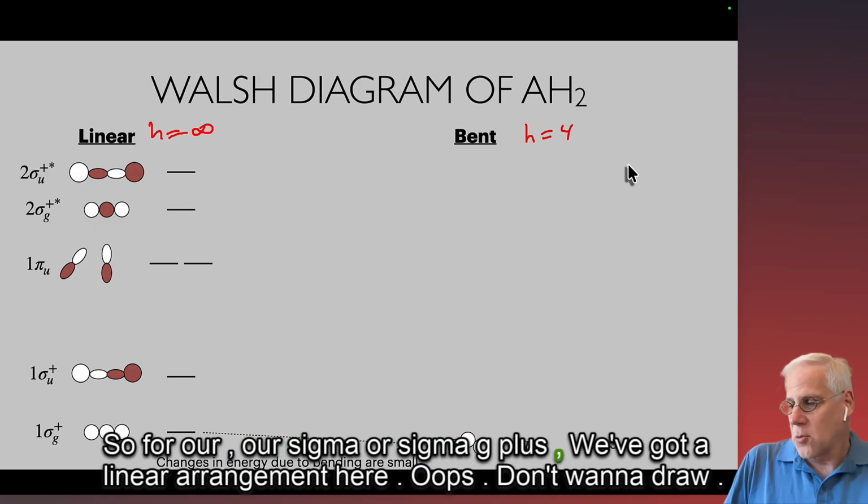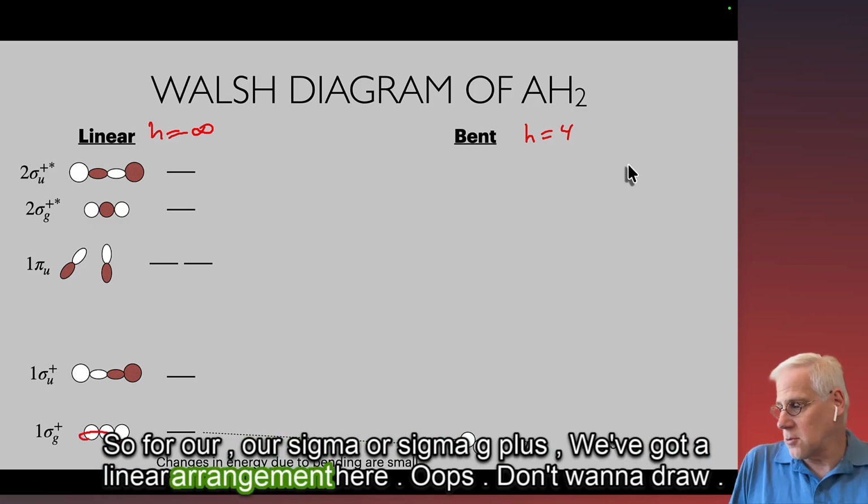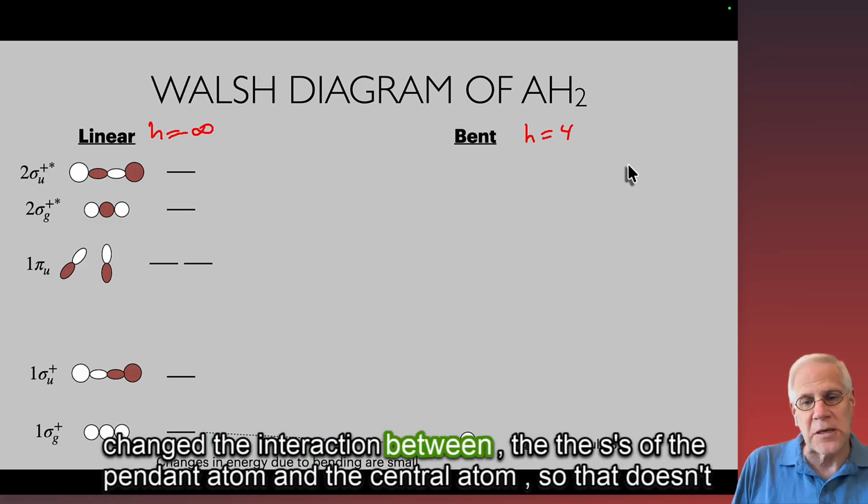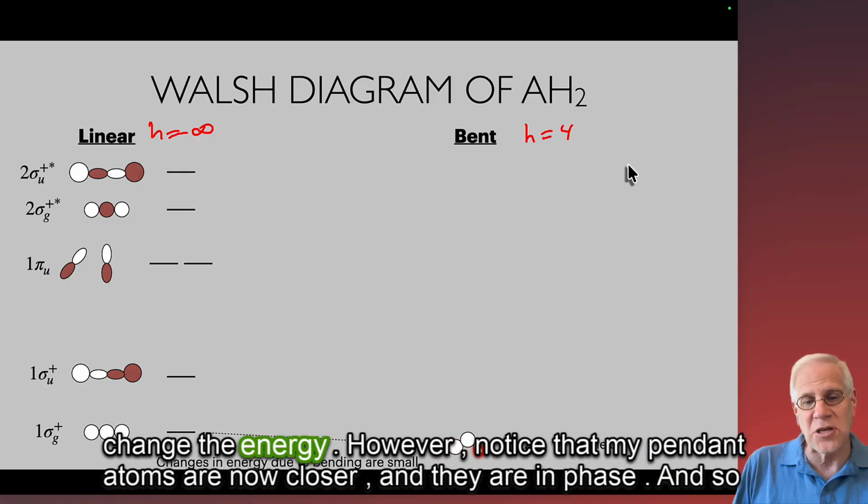sigma g plus, we've got a linear arrangement here. We've got our linear arrangement here. We have our bent arrangement here. And so we really haven't changed the interaction between the s orbitals of the pendant atom and the central atom. So that doesn't change the energy.